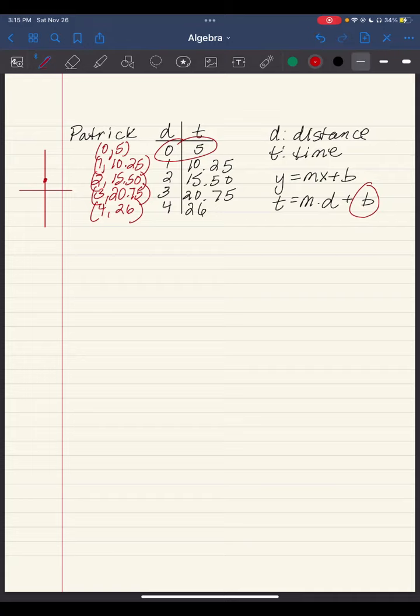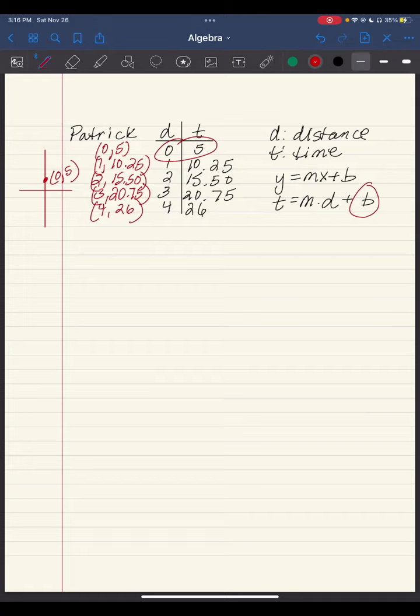Why is that? That doesn't make any sense. Well, it does make sense if you think about it in context. This could actually happen. It could be that Patrick started his stopwatch before he actually started running and he forgot about it, right? So maybe when he looks at his watch to start running, he already has 5 minutes on the clock. So that could happen. And that would mean that his y-intercept is not 0 because his time was running. And so when he hasn't run anything, his time is 5 minutes.